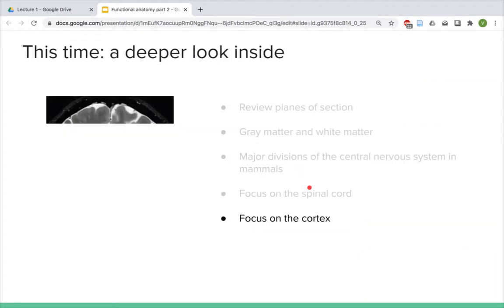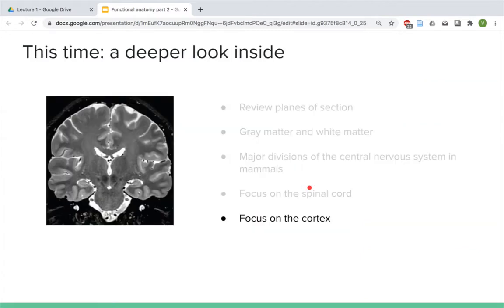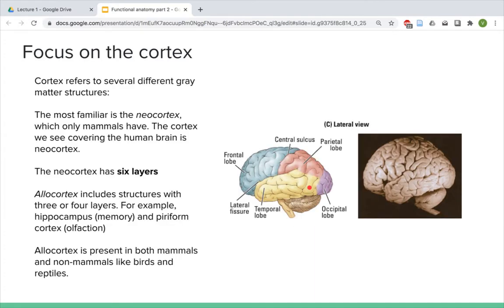All right. We're going to return to the cortex now. This is going to be our last little bit of focus. And you'll remember, I told you before that when we talk about the human cerebral cortex, what we're talking about is neocortex. And what does neocortex mean?